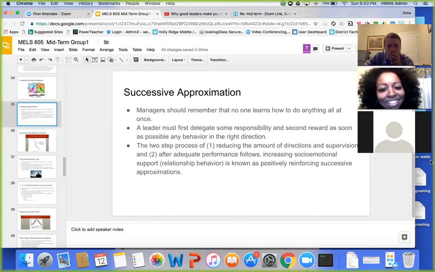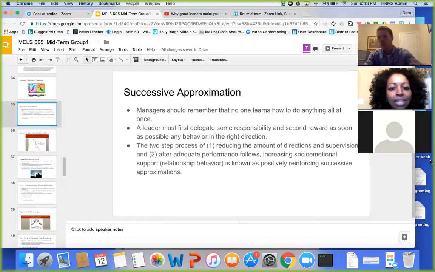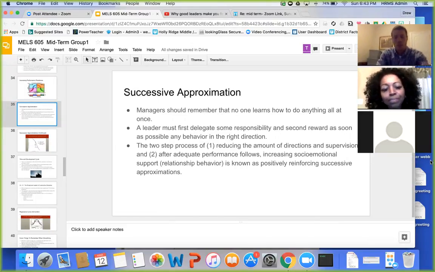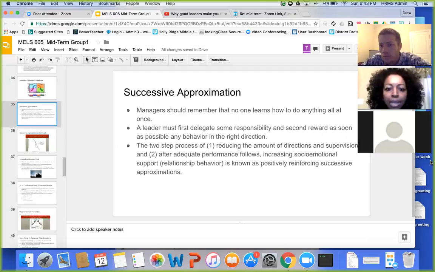Uh-huh. Yeah. So it has successive approximation. So Rome wasn't built in a day. Nothing happens overnight. No one learns to do something immediately. It's going to take some time. And this is what this slide is about. A leader must first delegate some responsibility, and then second, reward as soon as possible once they see the desired behavior in the right direction.